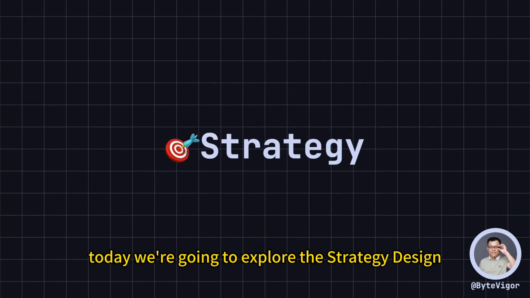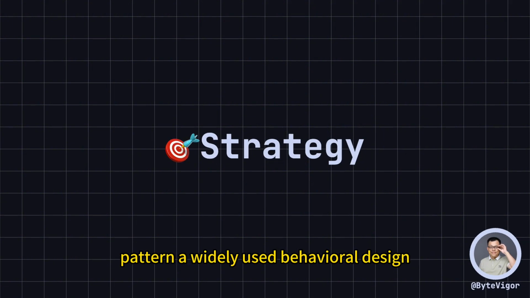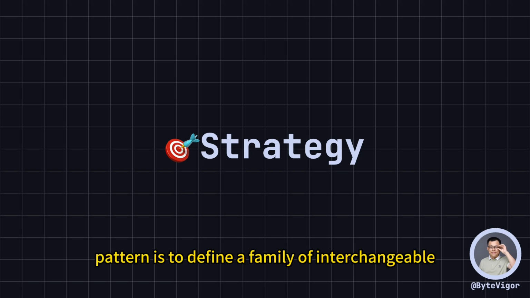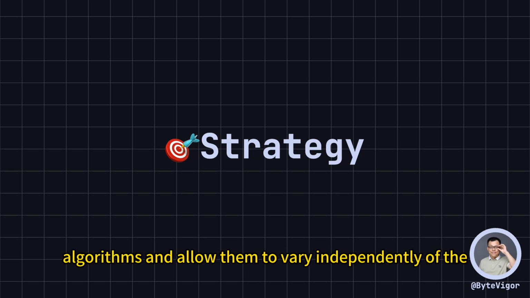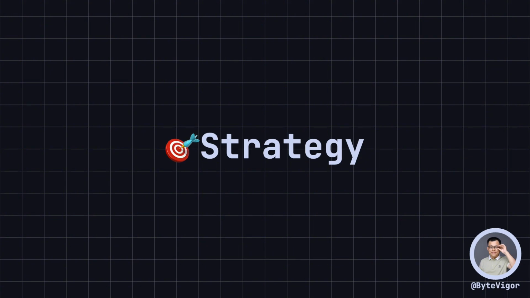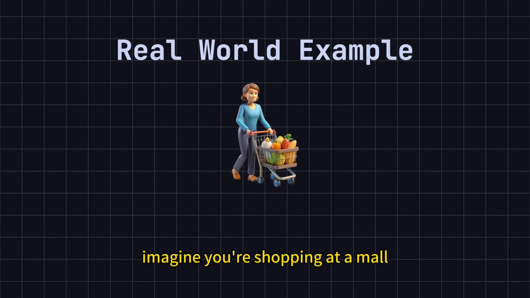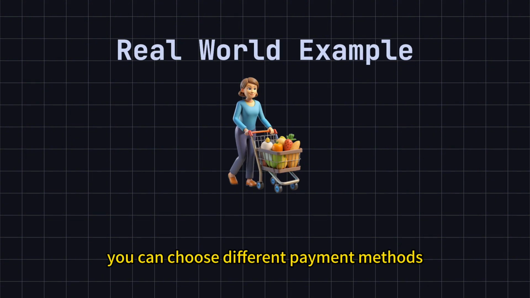Today we're going to explore the strategy design pattern, a widely used behavioral design pattern in software development. The core idea of this pattern is to define a family of interchangeable algorithms and allow them to vary independently of the client that uses them. In other words, the strategy pattern lets us choose an algorithm at runtime without needing to modify the client code.